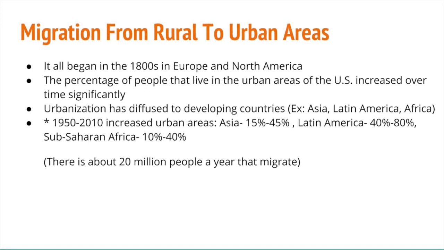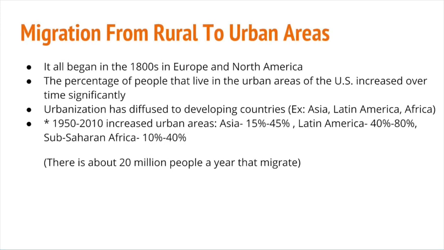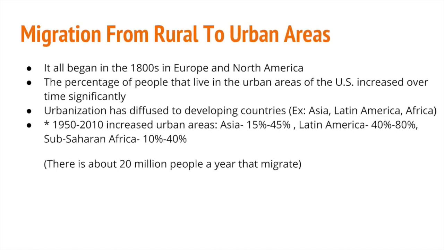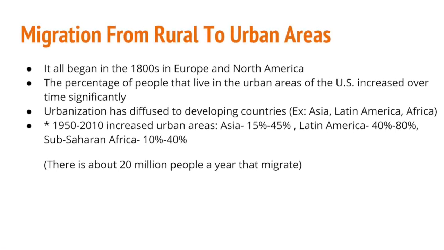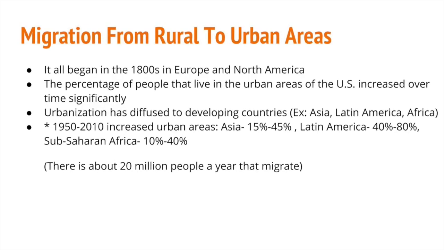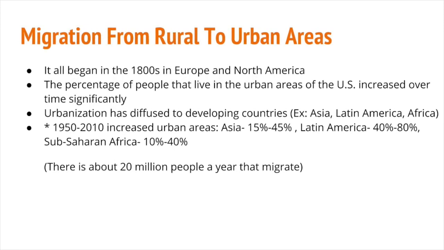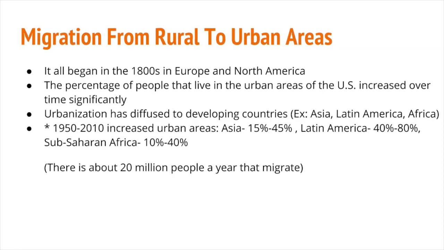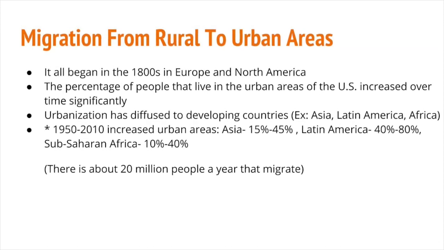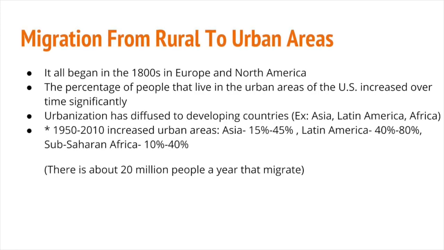The percentage of people living in the urban areas increased in the US. In 1800 it increased 5%. Then from there was a 50% increase in the 1920s, and in 2010 there was an 80% increase. The developing countries that were diffusing in urbanization were Asia, Latin America, and Africa. Then there was an increasing percentage of living in the urban areas, which was through 1920 to 2010.